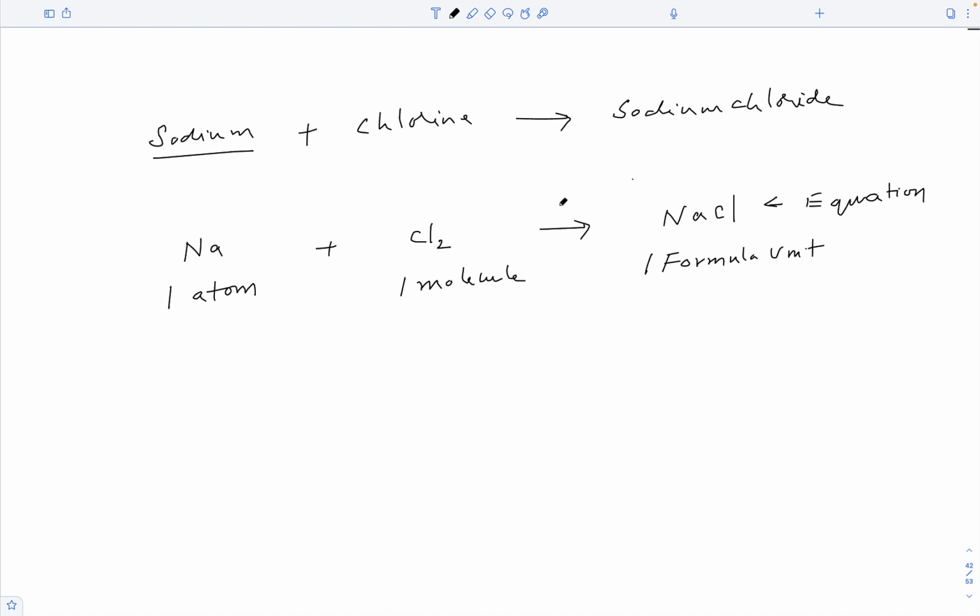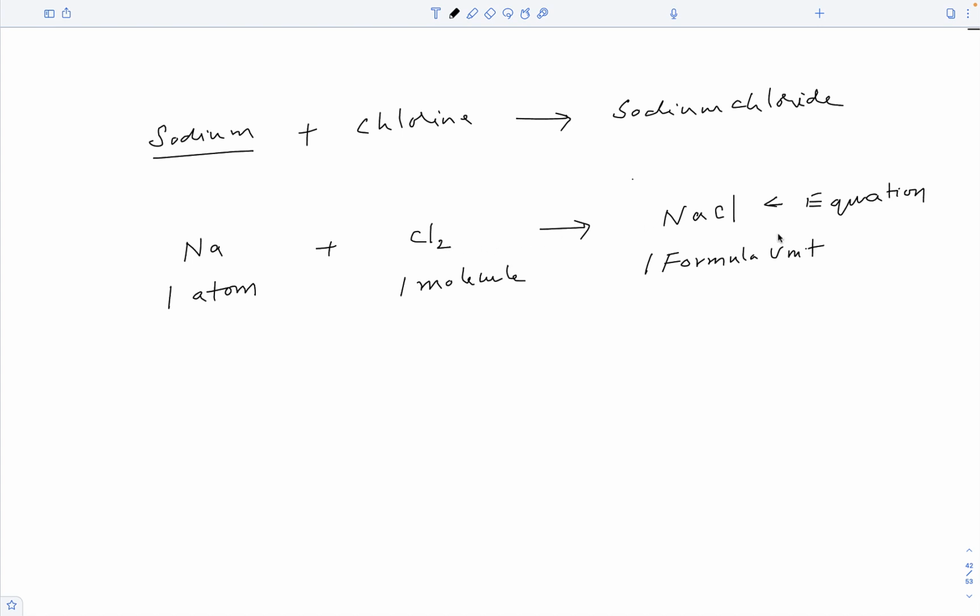Remember, as we discussed before, atoms of each element are conserved in a chemical reaction. That is, the total number of atoms of each element must be same before and after the chemical reaction. But here on the left hand side we have two chlorine atoms, but there is only one chlorine atom on the right hand side, of course in the form of a chloride ion. So chlorine atom counts are not matching.